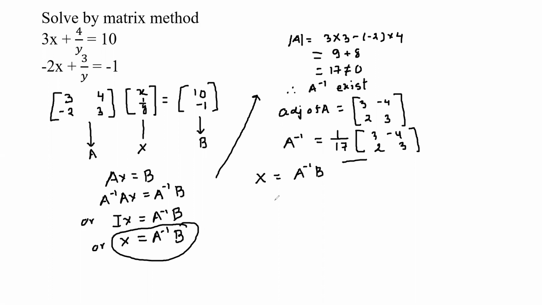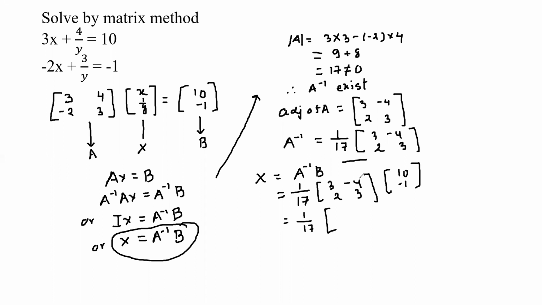So what is A inverse? This is 1 by 17 times the matrix 3, minus 4, 2, and 3. And what is the B matrix here? It is 10 and minus 1. Now let's multiply. Keep the 1 by 17 as it is, don't do anything with this one. So let's multiply these two matrices here.